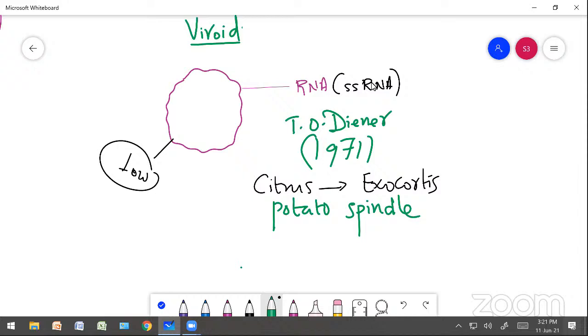Viroid is nothing but a smaller virus particle which is made from simply a single stranded RNA molecule. It does not possess outer covering. Envelope is not present, right? Its molecular weight is very, very low, right? It was first discovered by Diener in the year 1971.